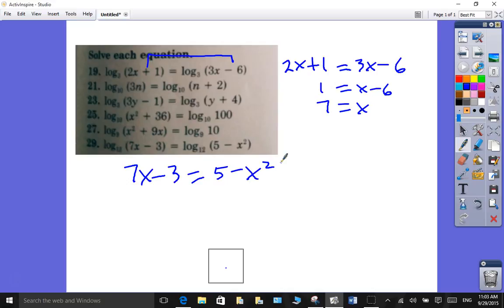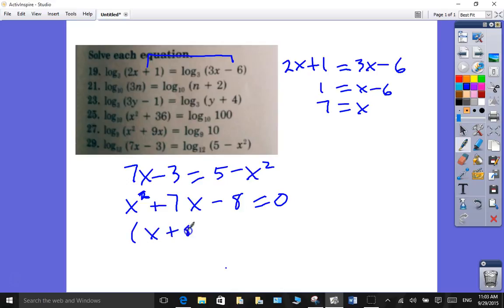Now this one, if I solved it, I would add x squared to both sides. I would add x squared and subtract 5, so that'll make it x squared plus 7x minus 8 equals 0. I can factor that. X plus 8 times x minus 1 equals 0. And now I can say x equals negative 8 or positive 1.